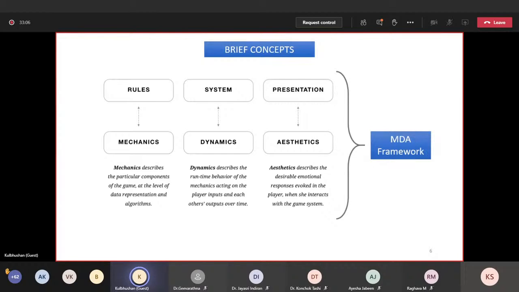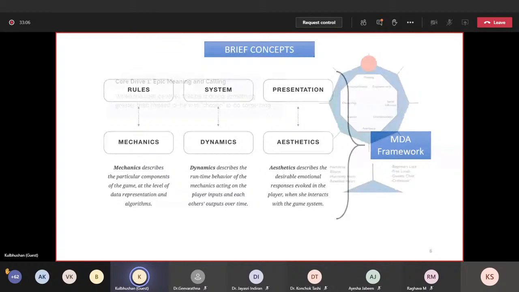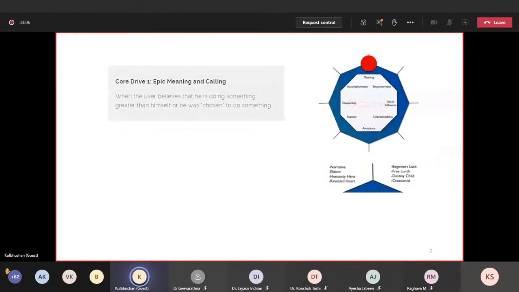So from these brief concepts, we are moving on to the Octalysis core drives. Core drive one is epic meaning and calling, when the user believes that he is doing something greater than himself, or that he was chosen to do something. In this core drive, the player is associated with an activity because the player thinks he or she is doing some big work, a big social cause, some intrinsic motivation. The motivation is coming from inside of the player.